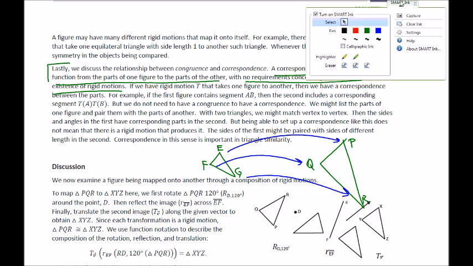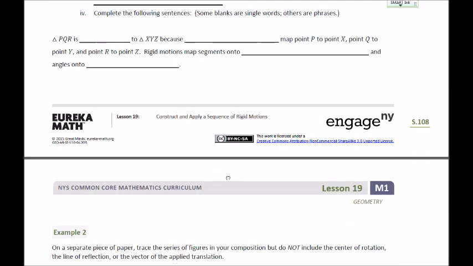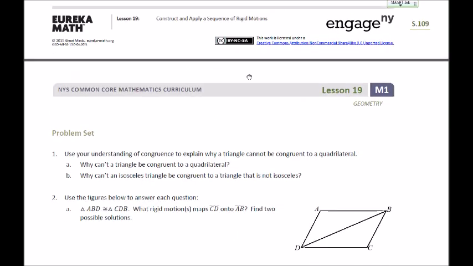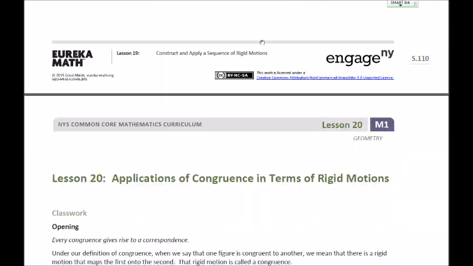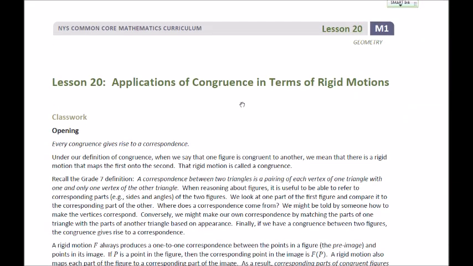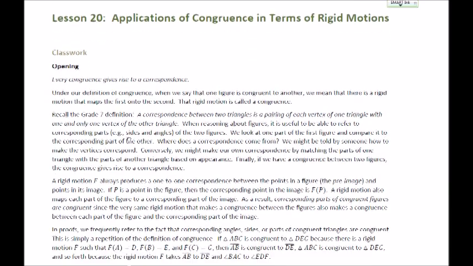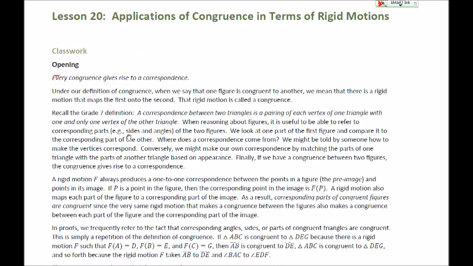I next want to move in your book to lesson 21. We'll do some of these set problems during class. In lesson 21, it talks about applications of congruence in terms of rigid motion. And again, let me emphasize that every congruence gives rise to correspondence. If someone gives me a congruence statement, I can begin looking for a rigid motion that will take it from one to the other. And once I find that rigid motion, that gives me the correspondence.